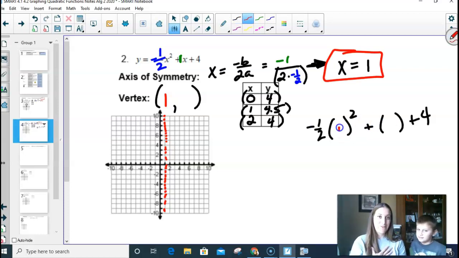It's very awesome. I can't do this. Sure you can. No, I can't. 1 squared is 1. 1 times negative 1/2. You don't need to know that. Not till 15 years later. 15 years. I think you'd surprise yourself.